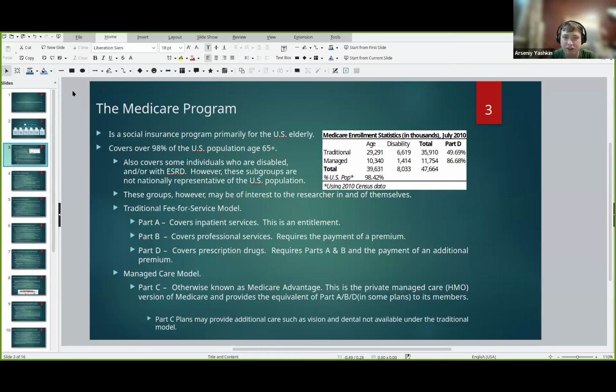And this is a social insurance program for the U.S. elderly, and it covers 98% of the U.S. population age 65 plus. So essentially, it covers everyone legal, and I don't know which proportion of the illegal population. Because as many of us know, Medicare fraud does exist, and some people tend to live forever, and some people that shouldn't be there end up under a different name. So it does cover other types of people other than the elderly, but that's not necessarily a nationally representative slice of that population.